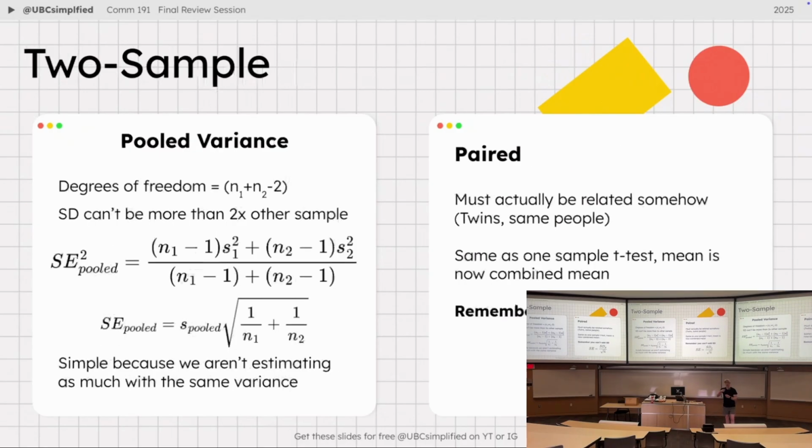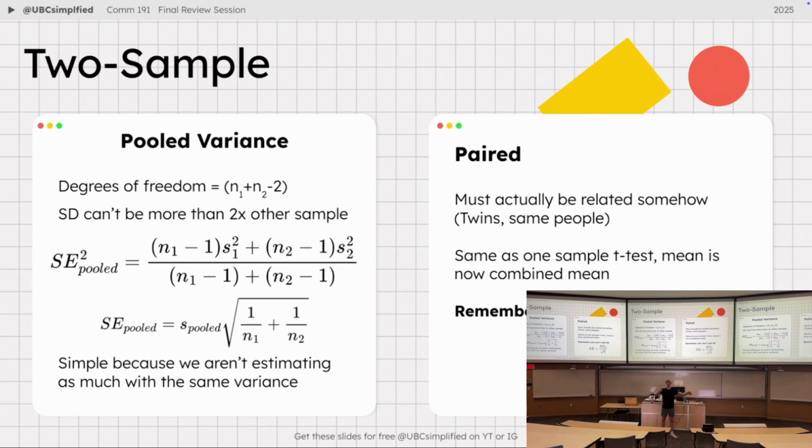All right, so now we're working our way up to two samples. For the most part, we're going to assume pooled variance. Pooled variance requires that the standard deviation can't be more than 2 times the other sample's, or 4 times the variance. But for the most part, we're going to assume this for any questions. And again, degrees of freedom, what are they going to be? Well, it's going to be the sample size from one of your samples, plus the sample size from the other sample, minus 2. Why are we subtracting 2?